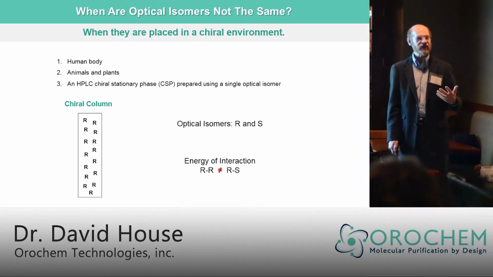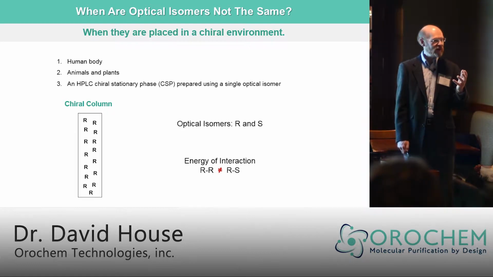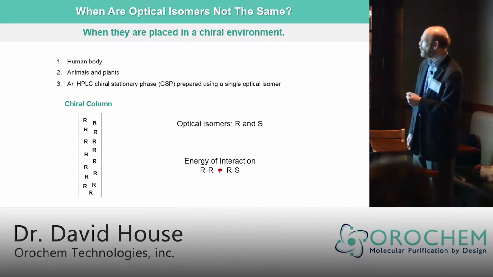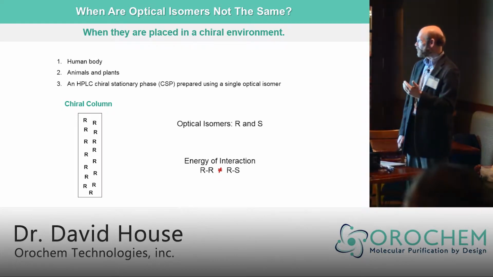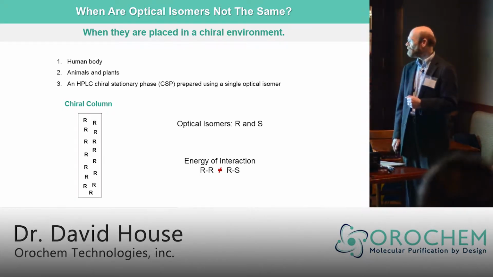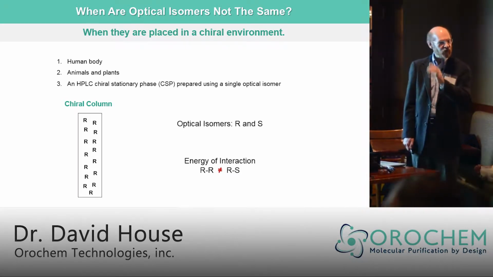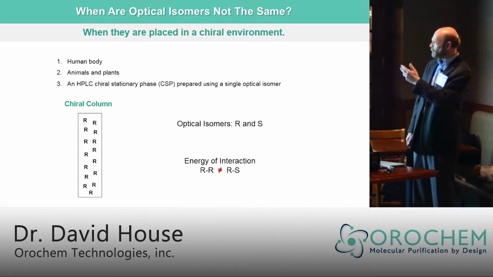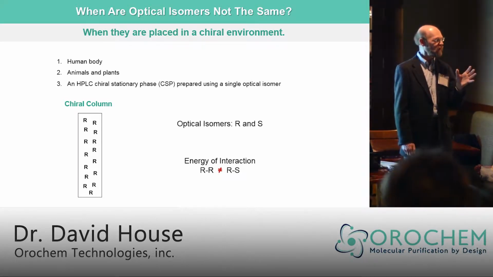So when are they not the same? Well, when they're in the human body. Remember, the human body is chiral. When they're in animals or plants, or an HPLC chiral stationary phase called a CSP that's been prepared using a single optical isomer. And if we look in the lower left, we see a depiction of a chiral column, and this only has the R isomer in it.